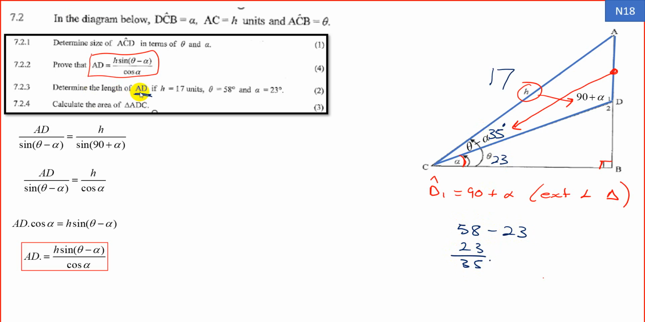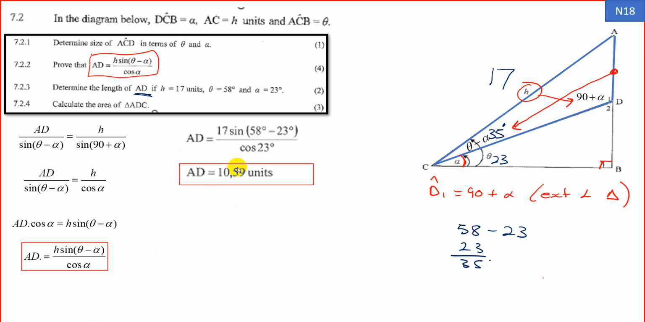So the question is to go and find AD, and all we have to do is actually substitute. We have h to be 17, and we have theta minus alpha, which is 35, and cos of alpha, which is 23. And here we have it by substitution: 17 sine of 58 minus 23, which I worked out for you to be 35, all over cos 23. Type that on a calculator and it should give me AD is equal to 10.59 units.